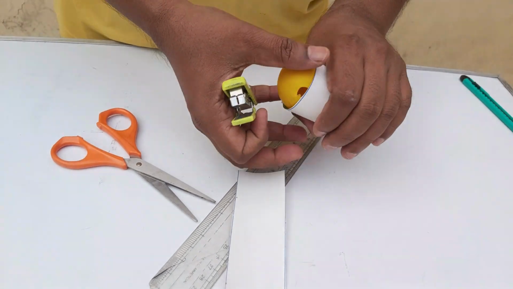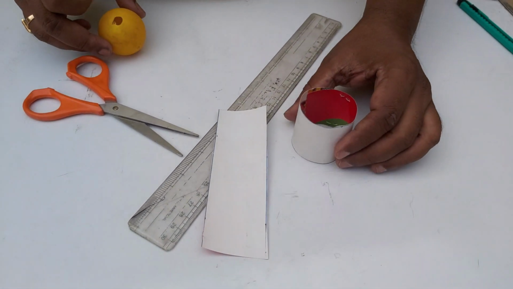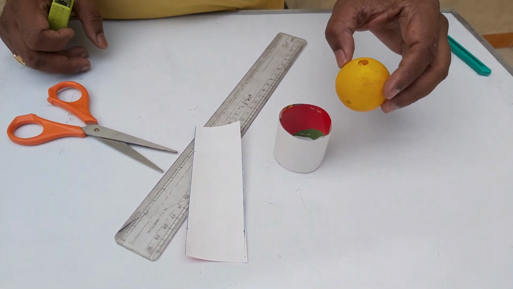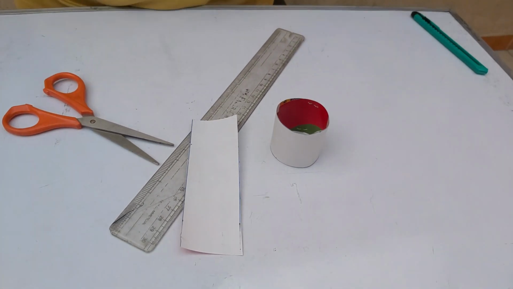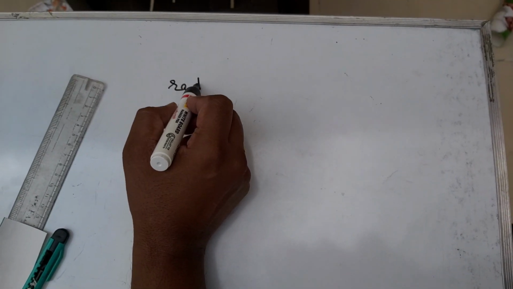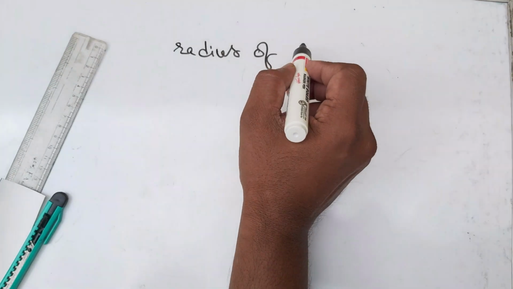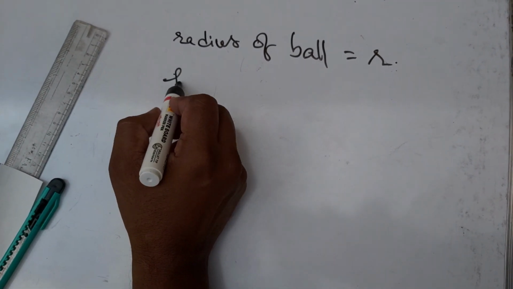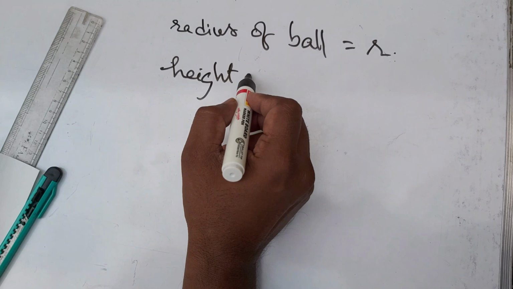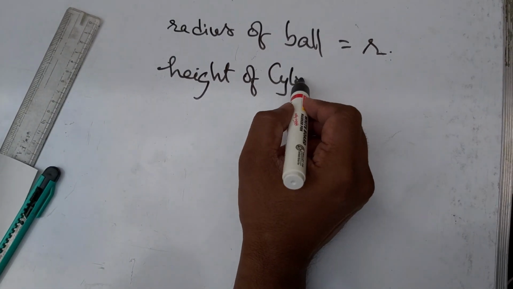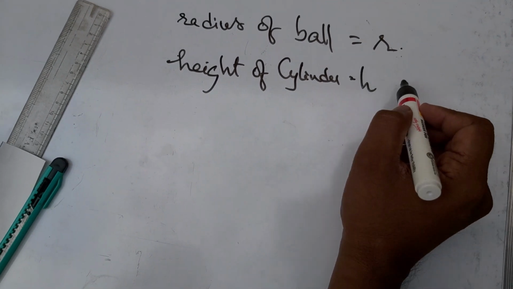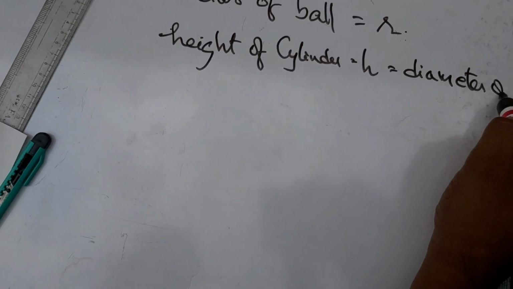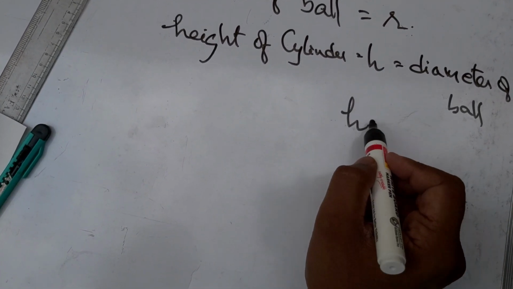So now what could we make? We could make a cylinder whose height is equal to the diameter of the ball. Now let us see. Radius of ball is equal to r, and height of cylinder is equal to h, equal to the diameter of the ball. Diameter of ball means h is equal to 2r.